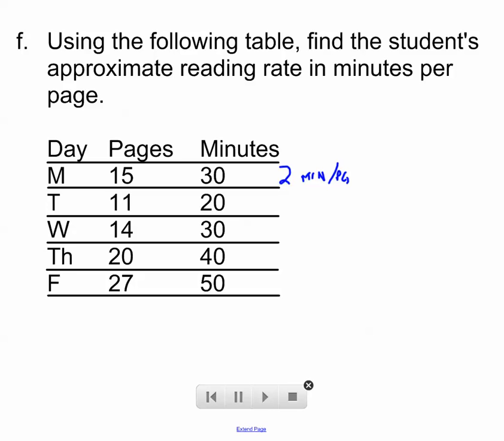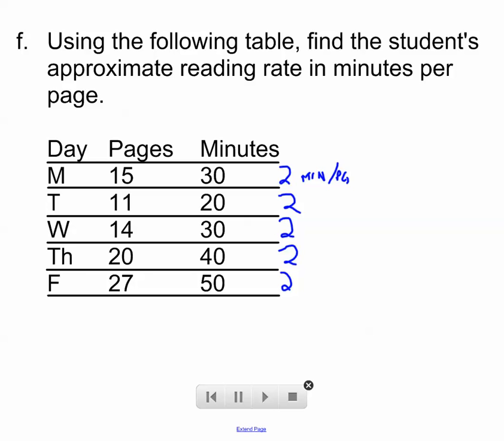Okay, 20 divided by 11. 20 minutes for 11 pages. Well, that's about 2 minutes per page also. 30 minutes to read 14 pages. That's about a 2-to-1 ratio. 40 minutes to read 20 pages. That's about 2-to-1. And 50 minutes to read 27 pages. Well, if it was 25 pages, that would be a 2-to-1 ratio also. It's looking like the answer should be 2-to-1.